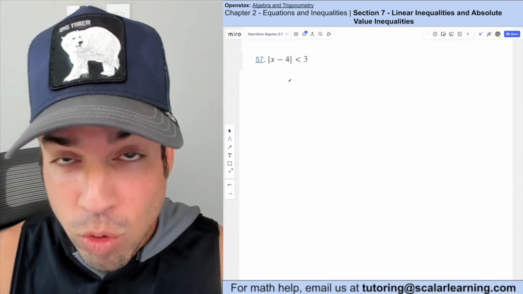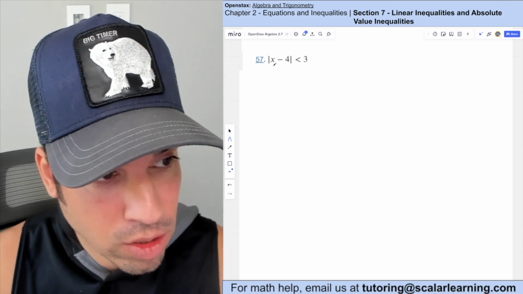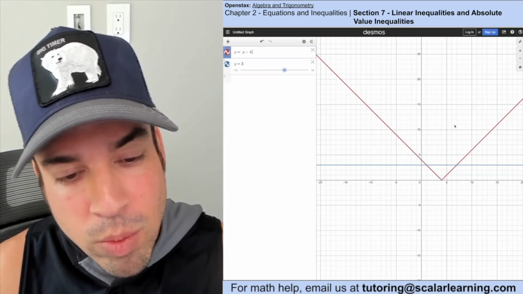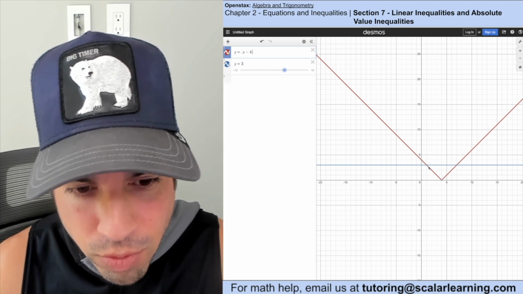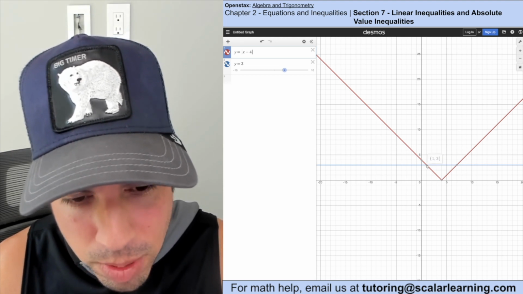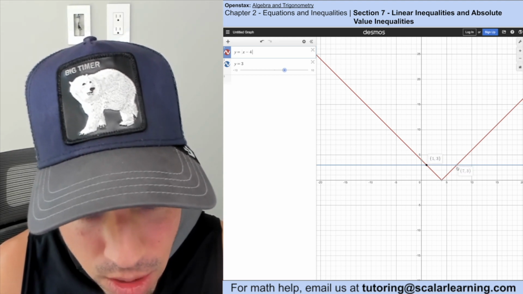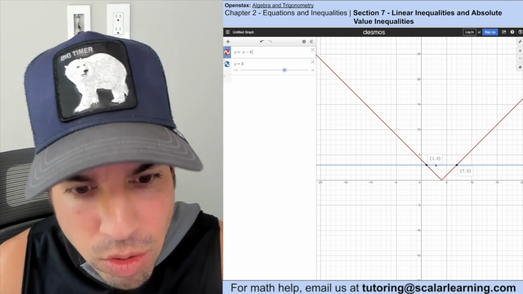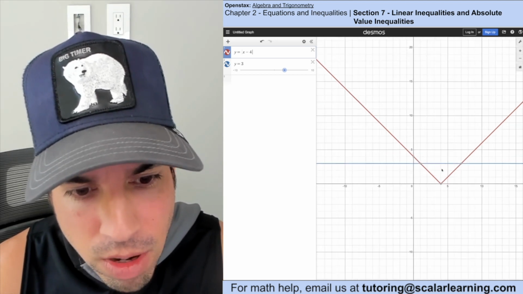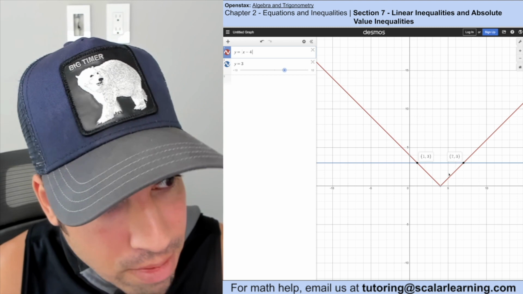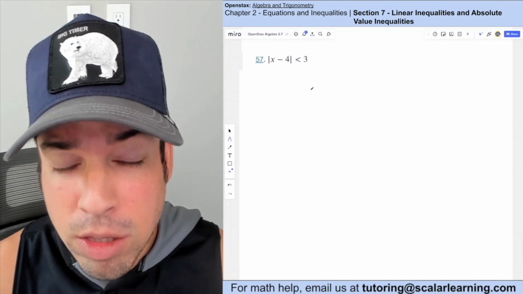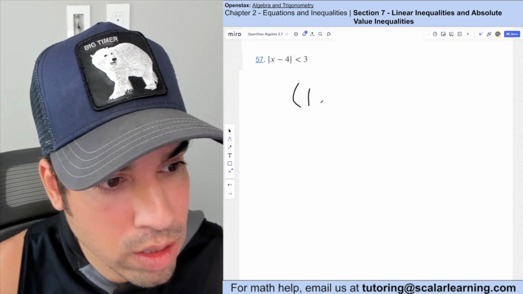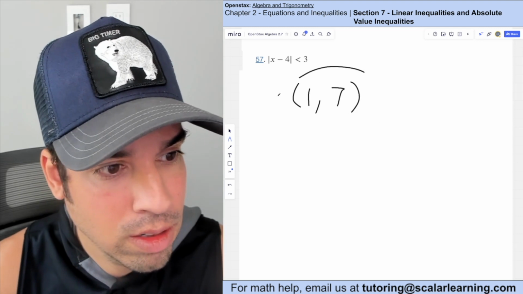So this one, once again, we'll graph in Desmos. Left side is y1, right side is y2. So we want to know when the absolute value of x minus 4, this red, is going to be less than or below 3. And check it out. We can see these nice intersection points. So it's everywhere from 1 till 7. And since it's less than, we don't include 1 and 7. So it's 1 to 7, done.